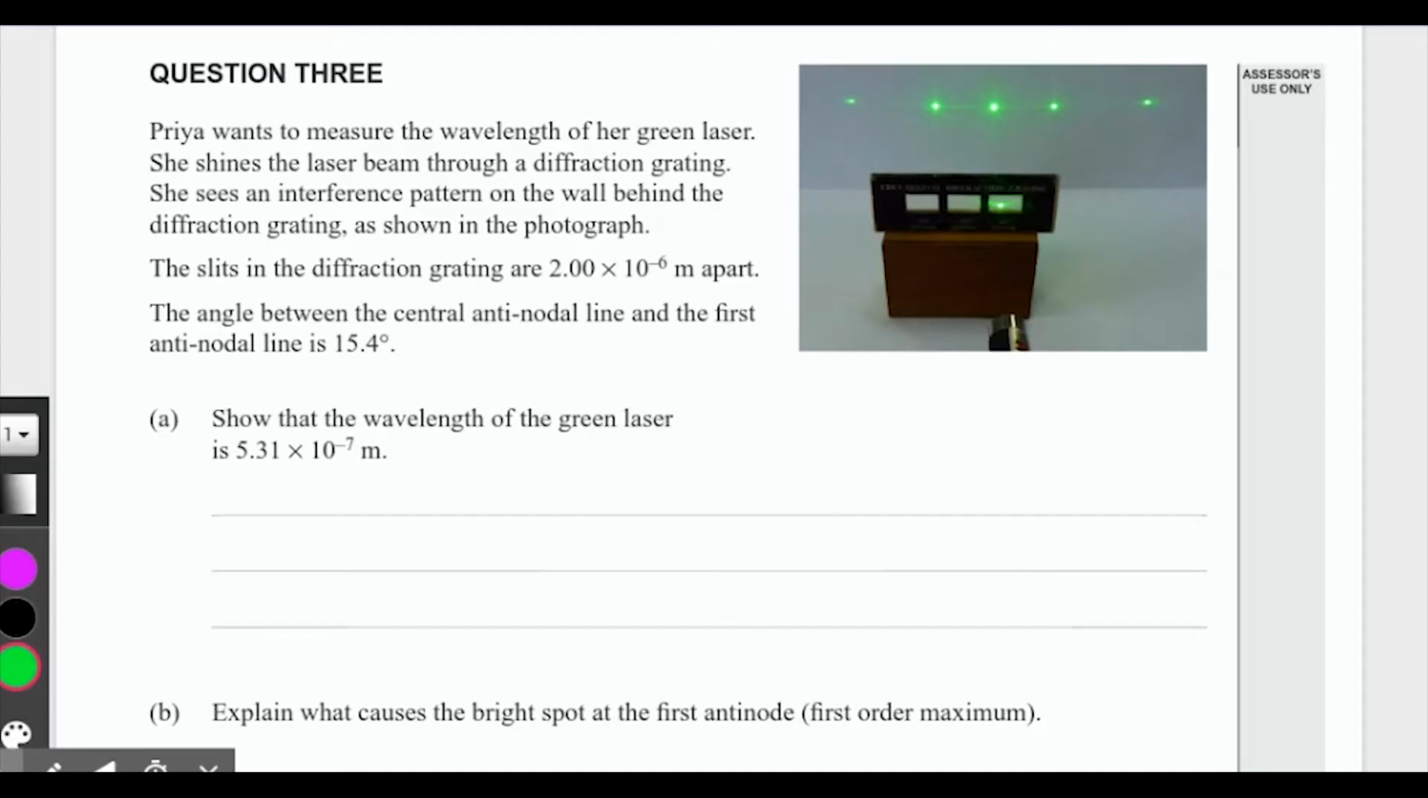Okay. All right, now for question 3. So, we have a diffraction grating set up, as we can see in the picture. The slits in the diffraction grating are 2 times 10 to the minus 6 meters apart, so let's actually write that down. We have the angle between the central antinodal line and the first antinodal line is 15.4 degrees. So for n equals 1, we know that our angle is 15.4 degrees.